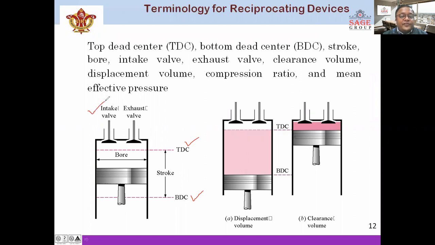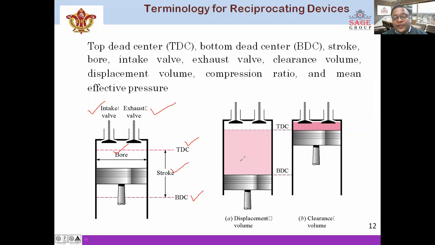Intake valve, where the mixture is supplied into the engine cylinder. Exhaust valve, where the exhaust gases circulate into the atmosphere after the working. And this is called the bore, the cylinder diameter, and the stroke length, when the piston is moving from the TDC to BDC or BDC to the TDC, that is called one stroke length.